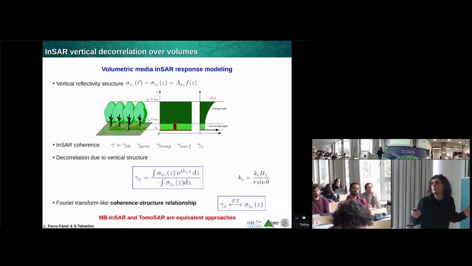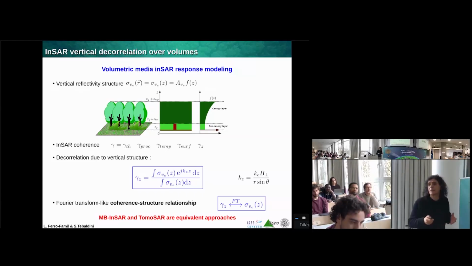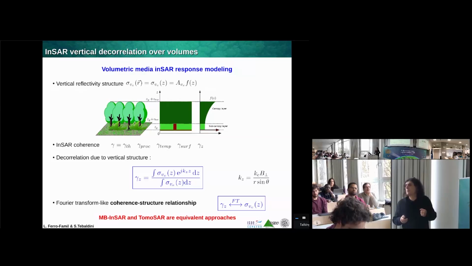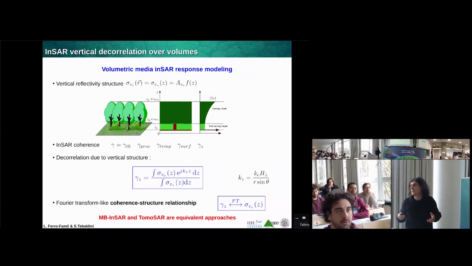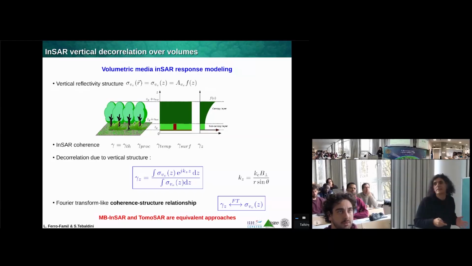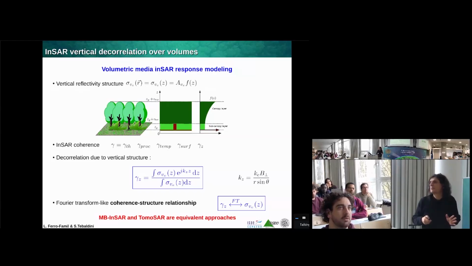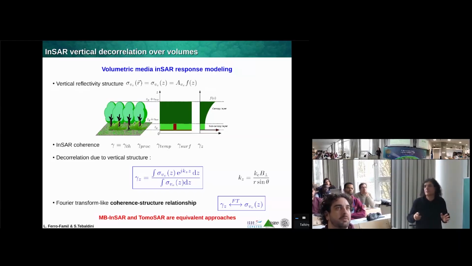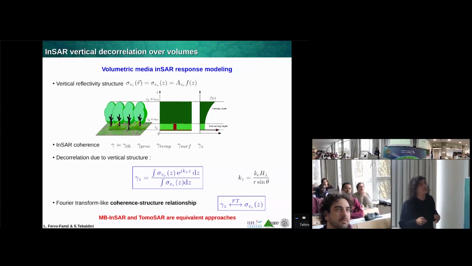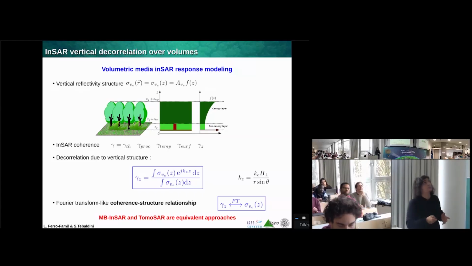If you apply an inverse Fourier transform, you will get an estimate of this f of z. Of course, the quality of the estimate will depend on the number of baselines you can use and how they are distributed in the baseline space. But basically, if you understand this, you understood tomography. This is nothing but a Fourier relationship between your observation space and the space where you want to reconstruct the information.